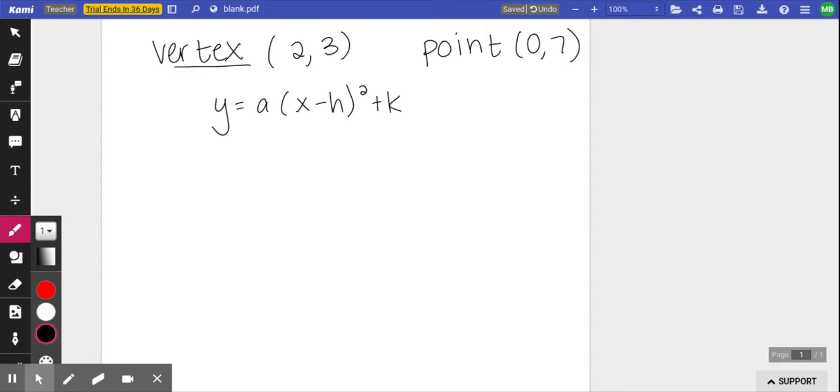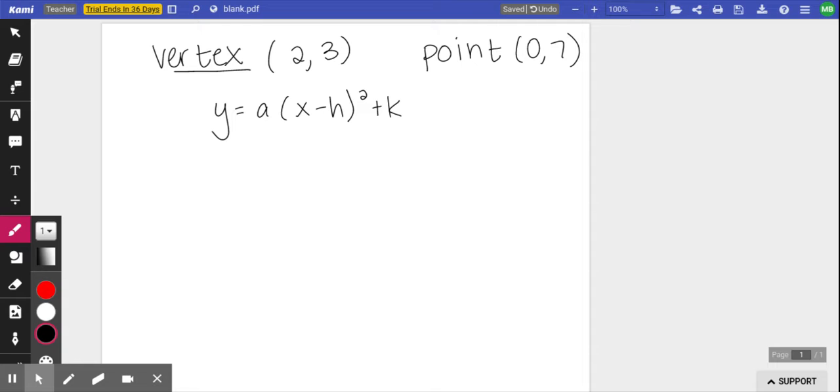Our next step is to plug in the things that we know. As a reminder, in vertex form, our vertex is (h, k), and our ordered pair is (x, y). So now I can plug these things into my vertex form. Instead of y equals, I know the value of y is 7. So 7 equals, I don't know the value of a yet, so I'm going to leave a, (x, I know x is 0, minus, instead of h, I know h is 2) squared, plus, instead of k, I know k is 3.